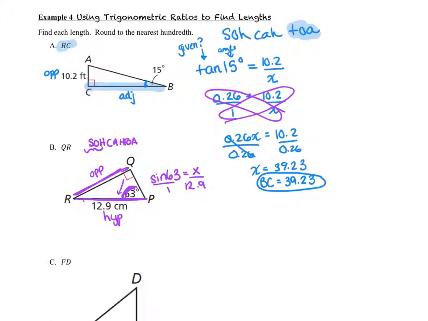And then again, you can put it over 1. I can calculate sine of 63 in my calculator. It's 0.89. And then I can cross multiply. So we get x equals 0.89 times 12.9, 11.481. x is 11.481, so QR is 11.481.